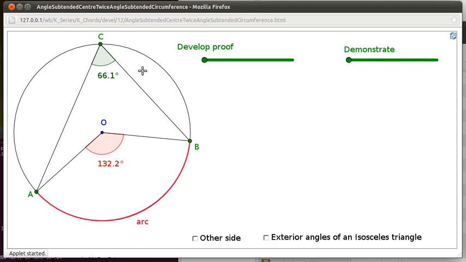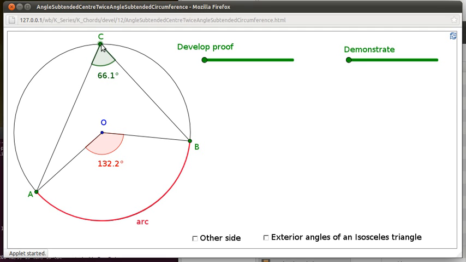Today I'm going to talk about my GeoGebra construction, and the topic of the GeoGebra construction is angles subtended at the centre. This angle here stands on this arc and is subtended at the centre, and this angle here stands on the same arc and is subtended at this point C on the circumference.